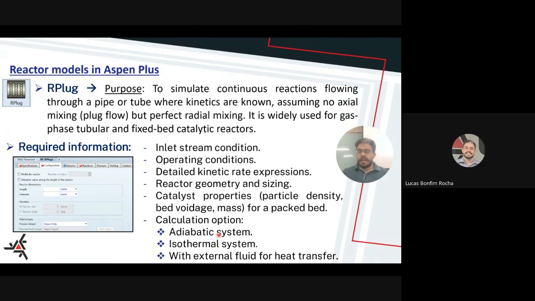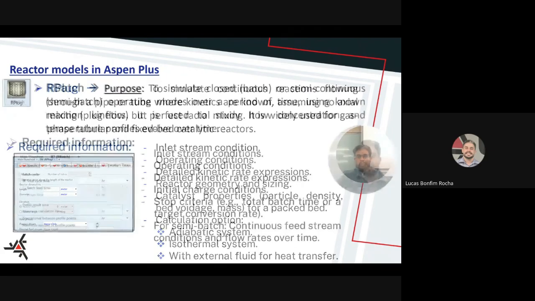And we can select some calculation options considering, for example, if the reactor is adiabatic or if it's an isothermal system, or if you have some external fluid for heat transfer, removing or adding energy to our system. So this is another possibility that we can try to simulate with this model in Aspen Plus.